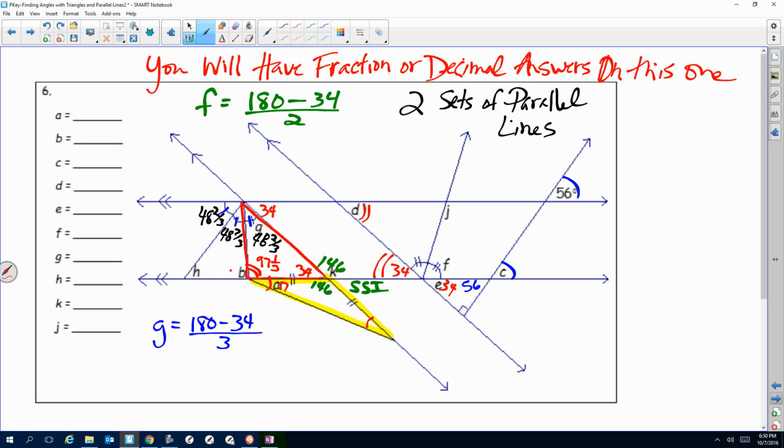So hopefully you can use your patterns and use what you know about triangles. And remember, you have to have a common denominator when you add or subtract. So if it doesn't have a common denominator, you have to change it so it will have a common denominator of 3. So if you have any questions, post them.